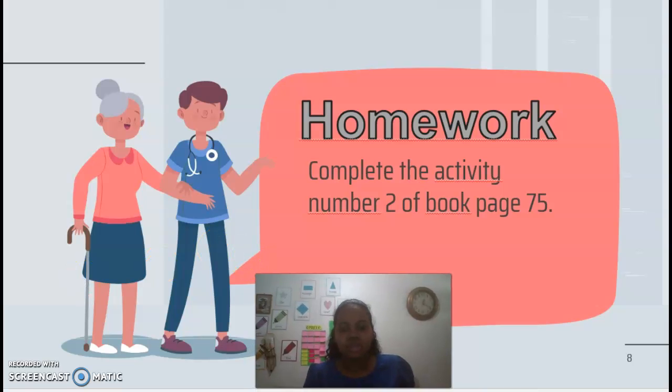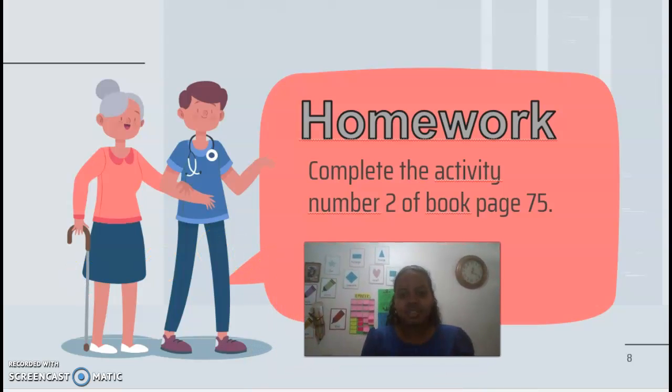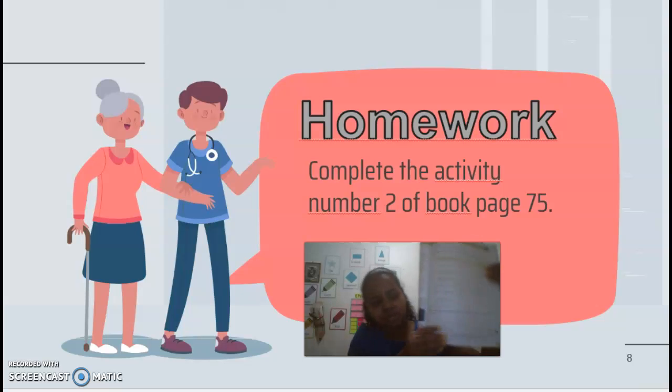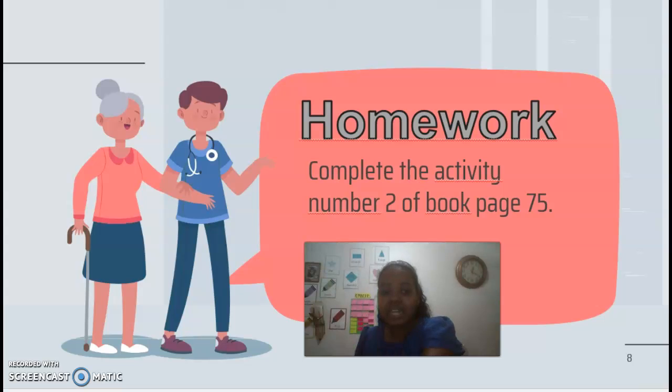You are going to complete activity number 2 of your book. In your science book, you have activity number 3, and what you're going to do is write. You are going to write what? Well, you're going to write about a day that you had an accident, an experience of an accident. Here in this part of your book, you're going to write an experience of an accident, but also you're going to write the first aid that you received that day.